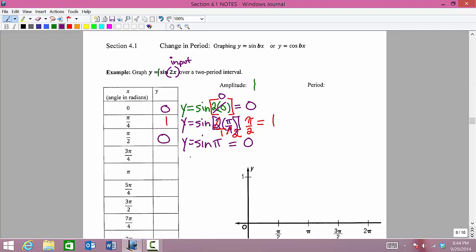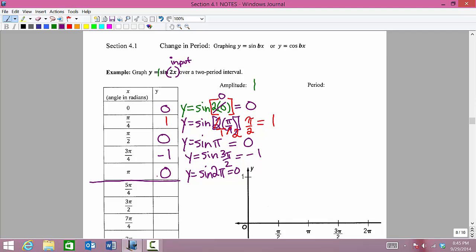If I double 3 pi over 4, I get 3 pi over 2. And sine of 3 pi over 2 we know is minus 1. If I double pi, I get 2 pi, and sine of 2 pi is 0. If you notice, these values should look familiar. We've actually gone through a complete cycle of all of our sine values in pi units.